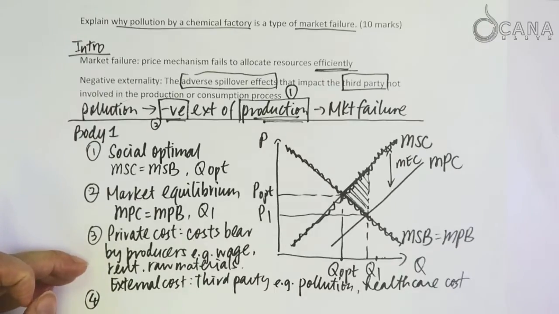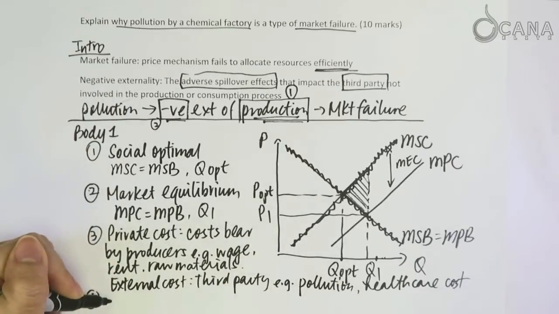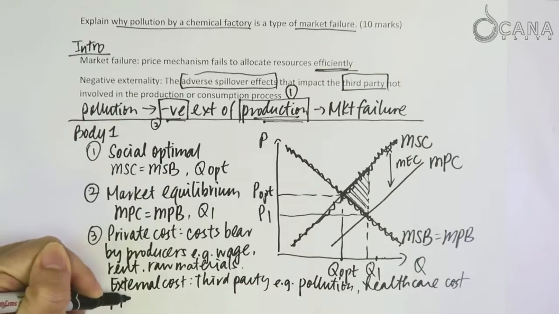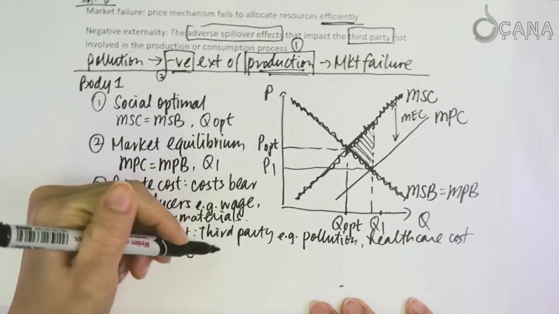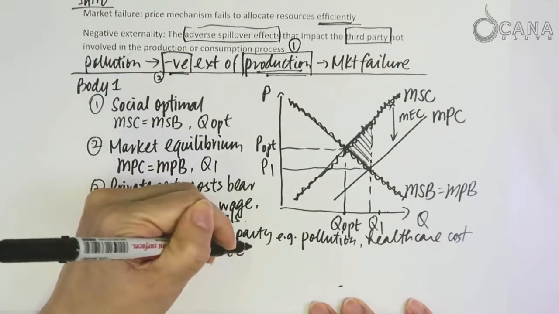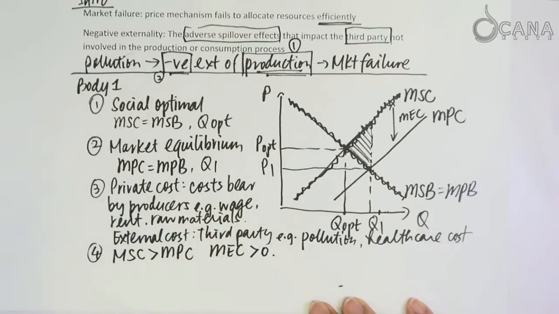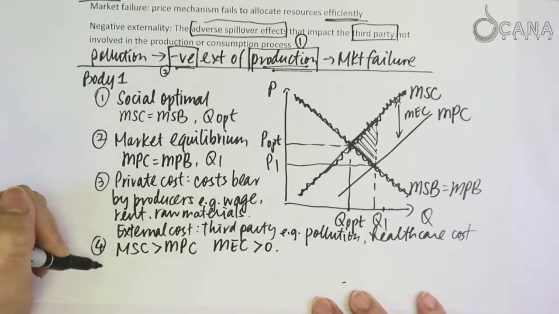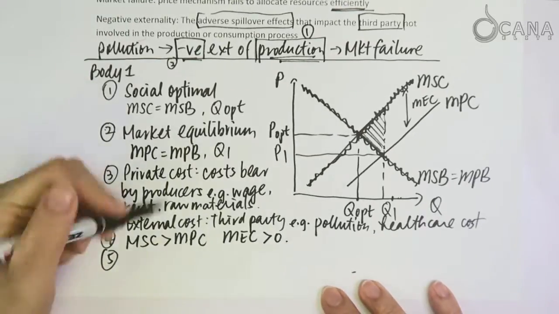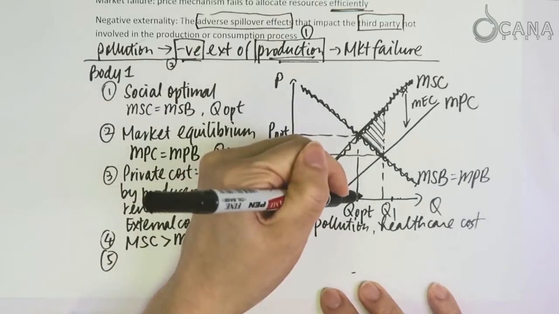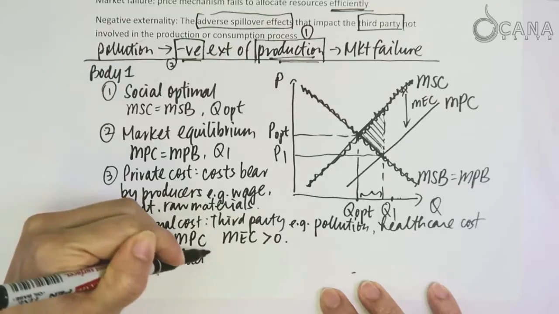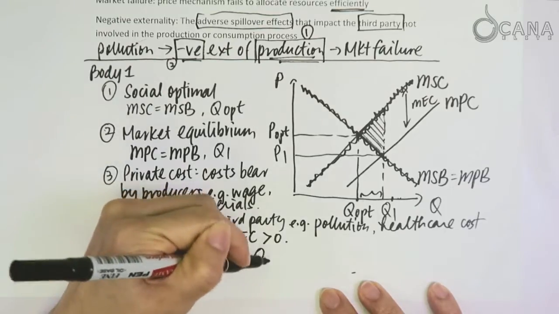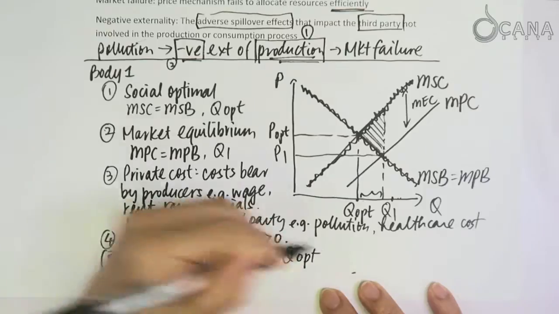The next thing we need to go around is to say that indeed there is externality because MSC is greater than MPC and the MEC is hence greater than 0. So to indicate that there's negative externality in the market. Now, knowing that there is negative externality, we therefore say that the market is overproducing. There is overproduction at Q1 minus Q opt.